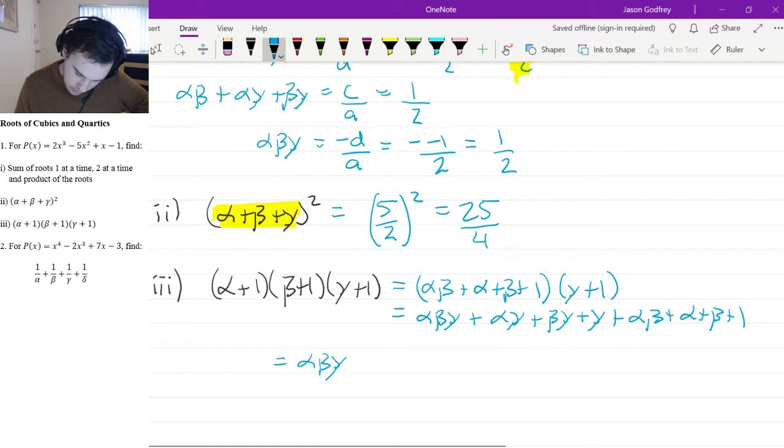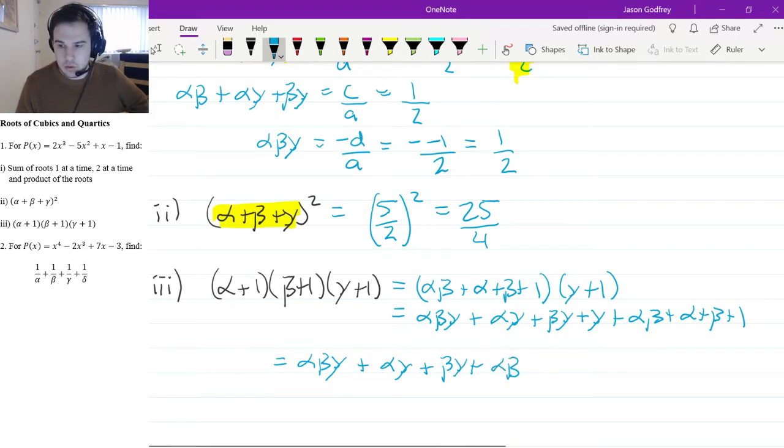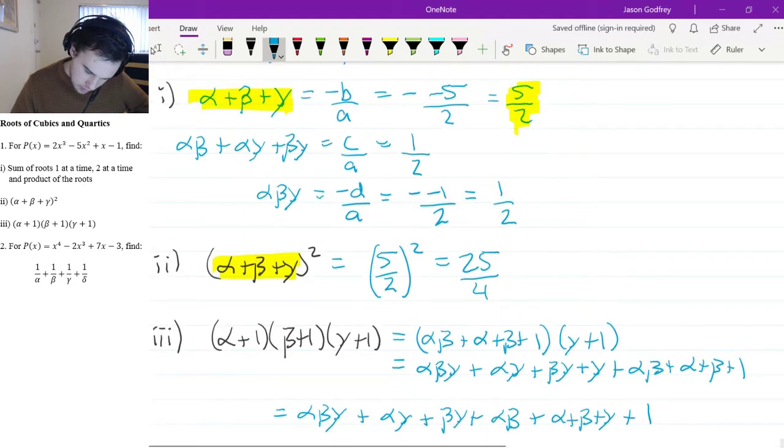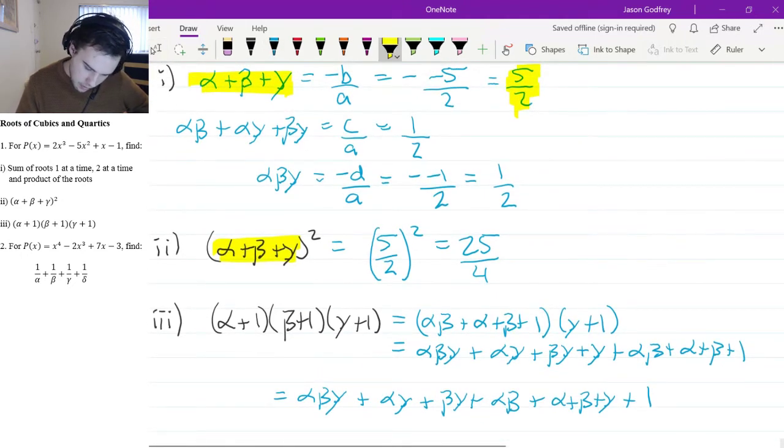If we group these up, we've got alpha gamma plus beta gamma plus alpha beta, and that's the sum of the roots two at a time. We've got alpha, and beta, and gamma all by themselves, and then we've just got the number 1 at the end. So I'll just highlight these to all match up. We've already got yellow, alpha plus beta plus gamma, so we've got 5 on 2.